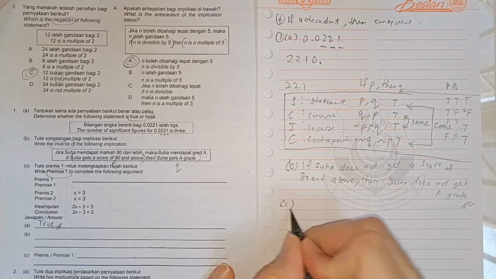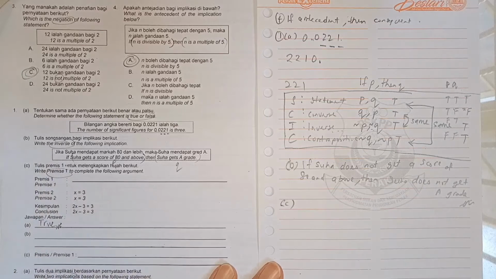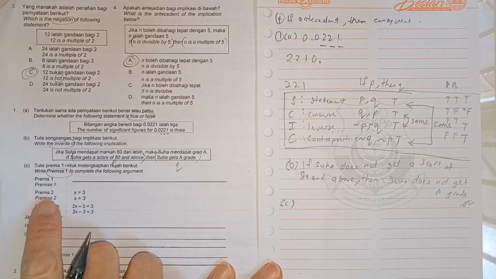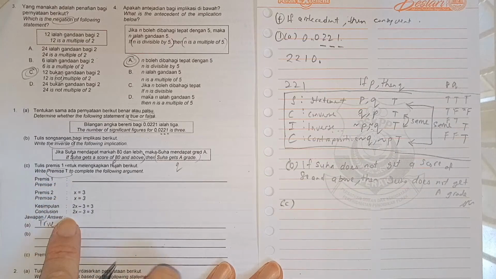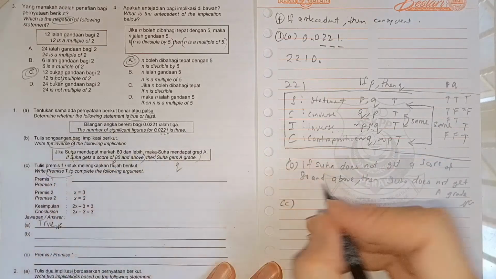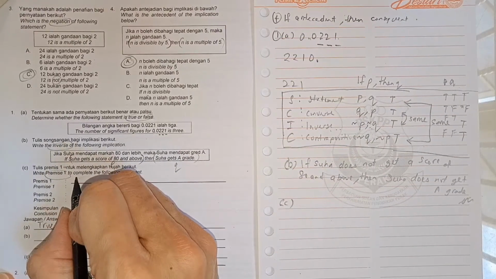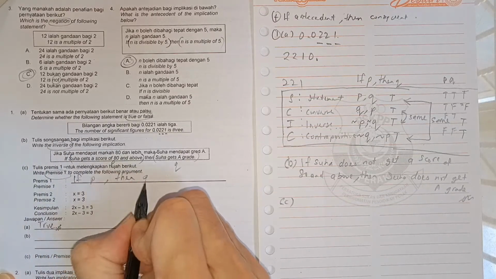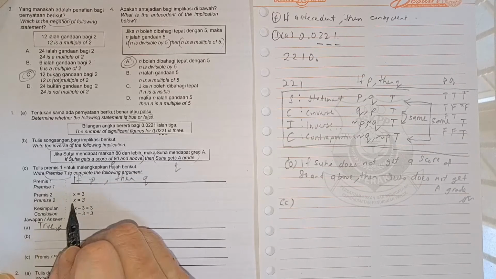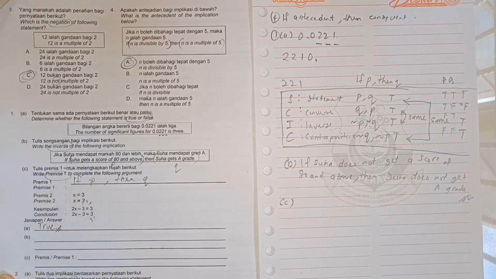Then C, you want to find premise 1. If you have premise 2 and the conclusion, it's very easy, because from premise 1 and premise 2 you get the conclusion. That means, let's say if P then Q, and premise 2 is P, then the conclusion is Q. If the conclusion is Q, then the answer for premise 2 is P.